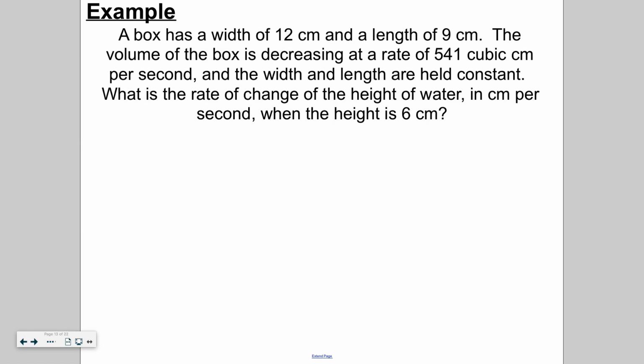All right, next up, a box has a width of 12 centimeters and a length of 9 centimeters. The volume of the box is decreasing at a rate of 541 cubic centimeters per second, and the width and the length are held constant. What is the rate of change of the height of water in centimeters per second when the height is 6 centimeters?